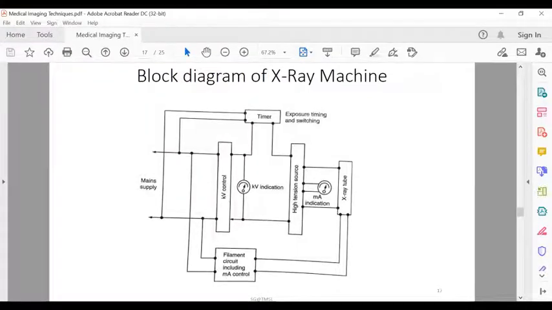Here is the block diagram of an X-ray machine. The diagnostic X-ray machine has a high milliampere, large current for the heating element, and a low exposure time. The therapeutic purpose X-ray machine has a low milliampere and a high kilovolt potential difference between anode and cathode.